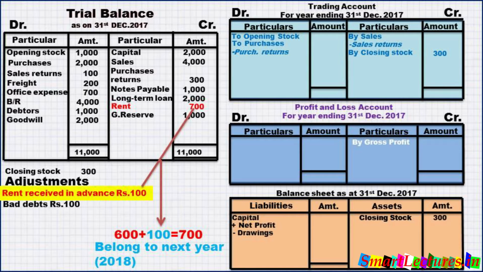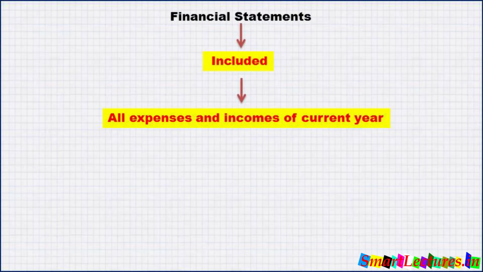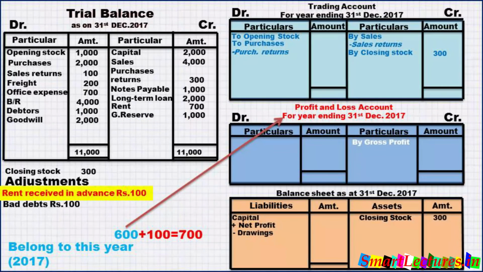You know, when we prepare financial statements, all expenses and incomes which belong to this year are taken to the financial statements. We cannot take any item in the financial statements which belongs to last year or which belongs to next year. So one thing is clear, that in the financial statements, in the profit and loss account, credit side, the rent will be taken only and only 600 rupees, because only 600 belongs to this year.